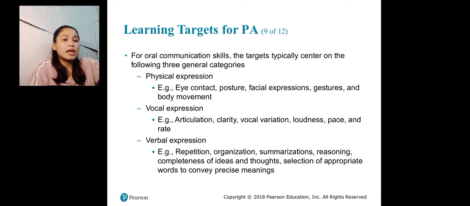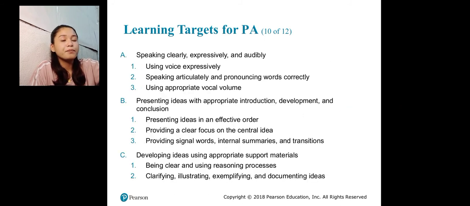For oral communication skills, the targets typically center on the following three general categories: physical expressions, such as eye contact, posture, facial expressions, gestures, and body movement. For vocal expression, we have articulation, clarity, vocal variation, loudness, pace, and rate. For verbal expression, we have repetition, organization, summarizations, reasoning, completeness of ideas and thoughts, and selection of appropriate words to convey precise meanings. So, speaking clearly, expressively, and audibly.